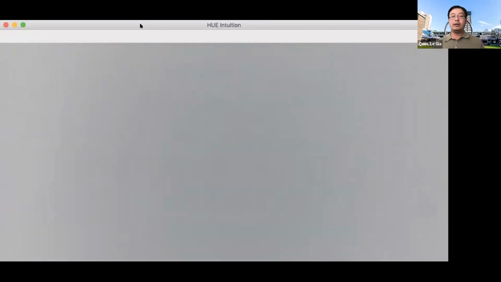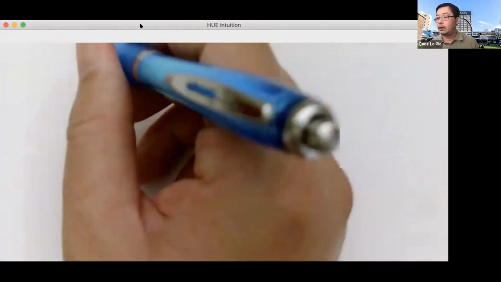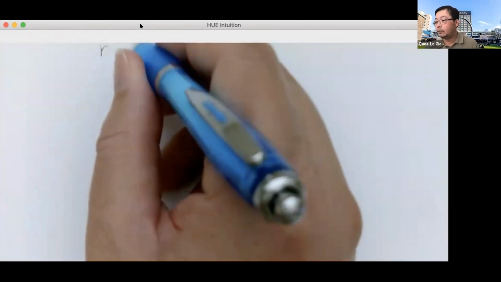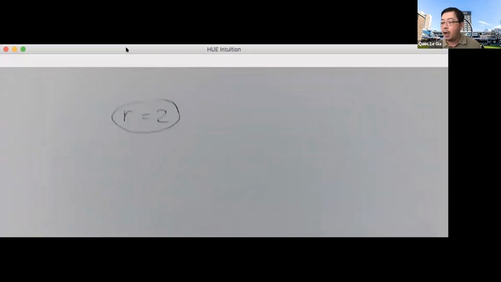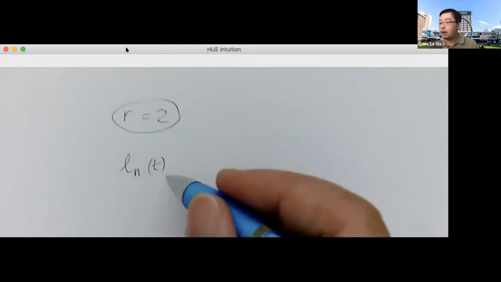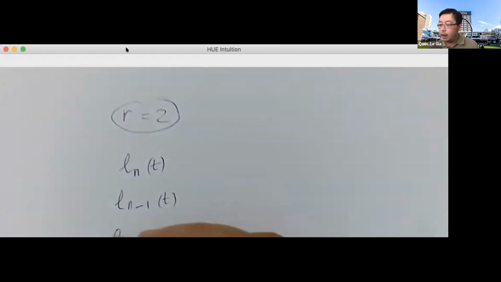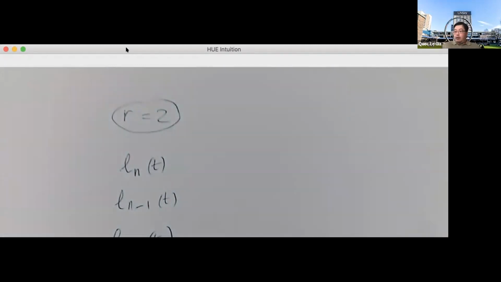So suppose you want R equal 2. Then if I go back to the formula, I just have L_n(t), then L_{n-1}(t), then L_{n-2}(t). So remember j from 0 to R.